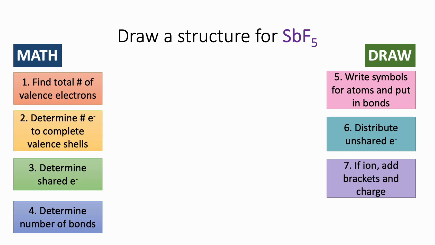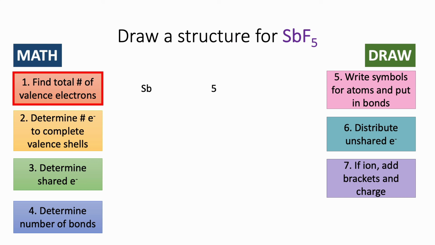Okay, let's think about how our structure would go together. First, find the total number of valence electrons. Now, I've said before the math won't work, but even if you know the math is not going to work, even if you know that it's going to have to form more than 4 bonds, you always have to do step 1. So let's find the total number of valence electrons.